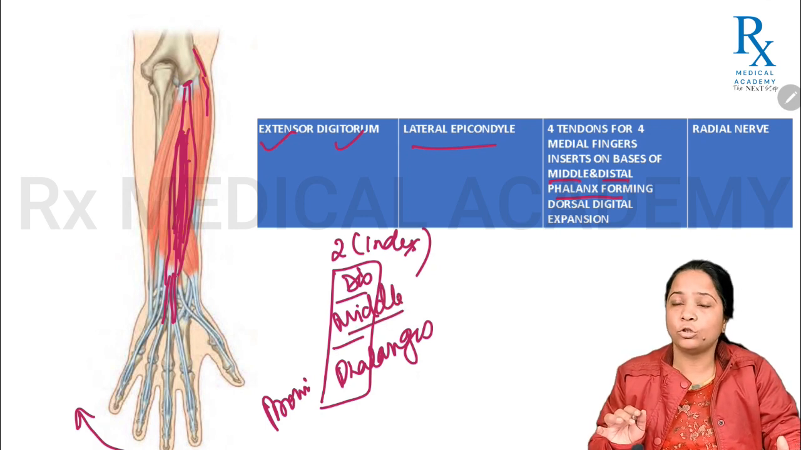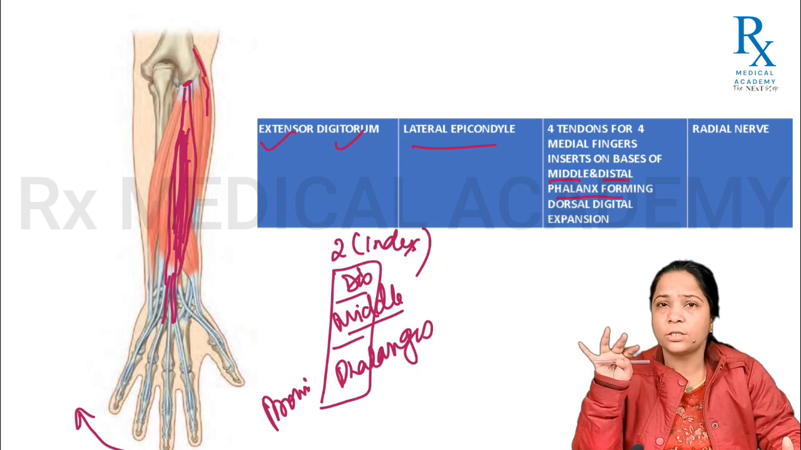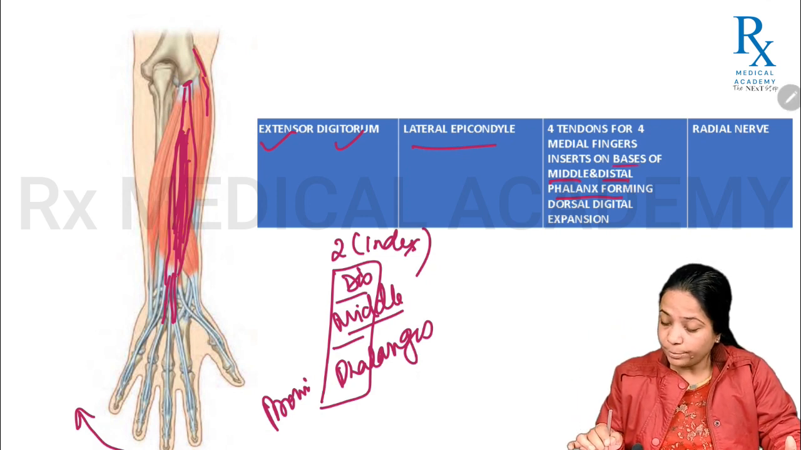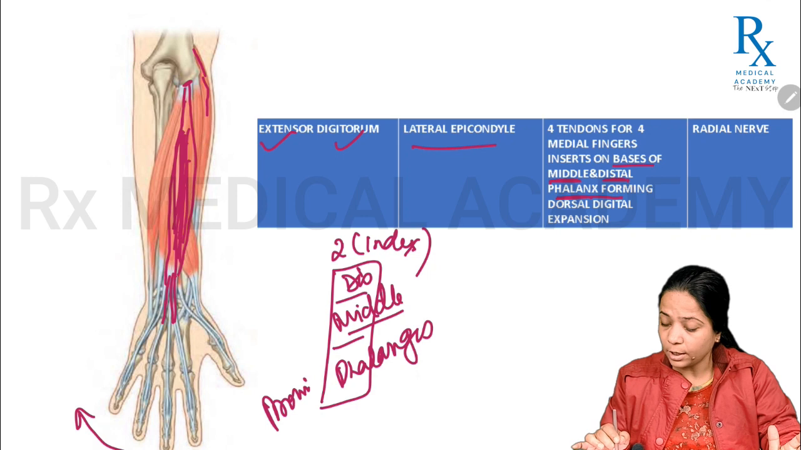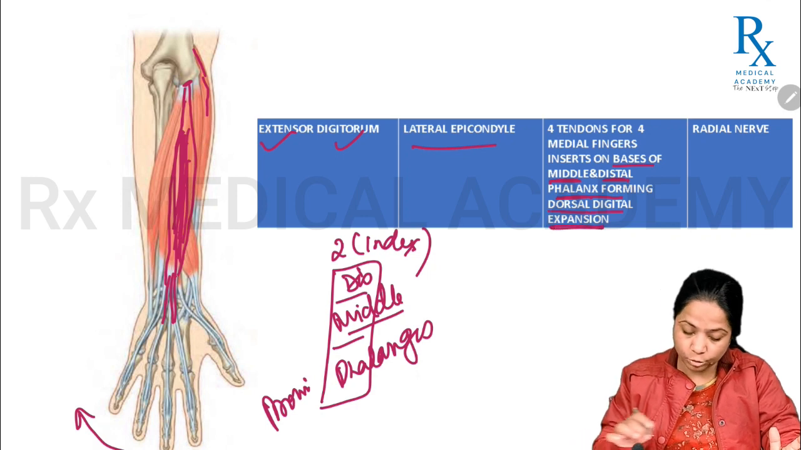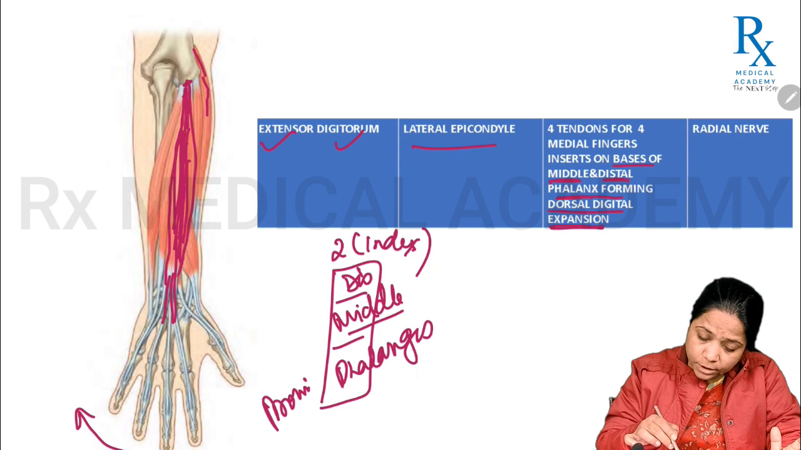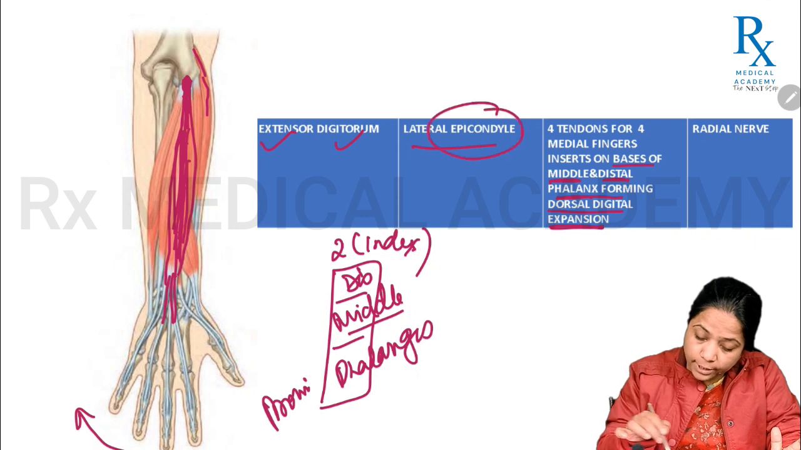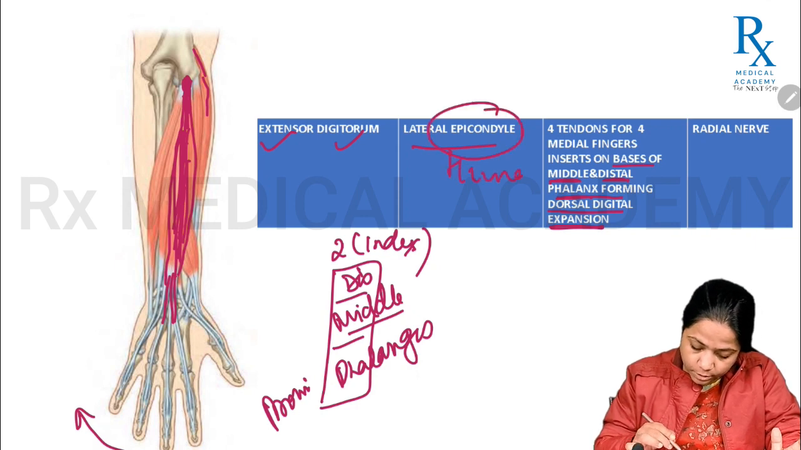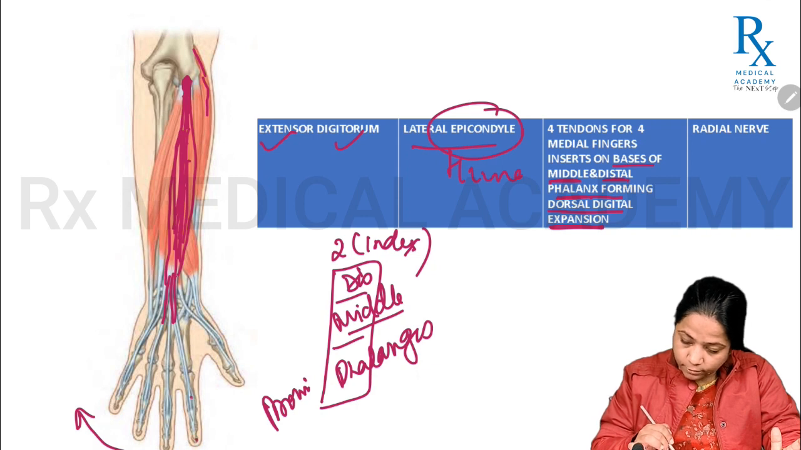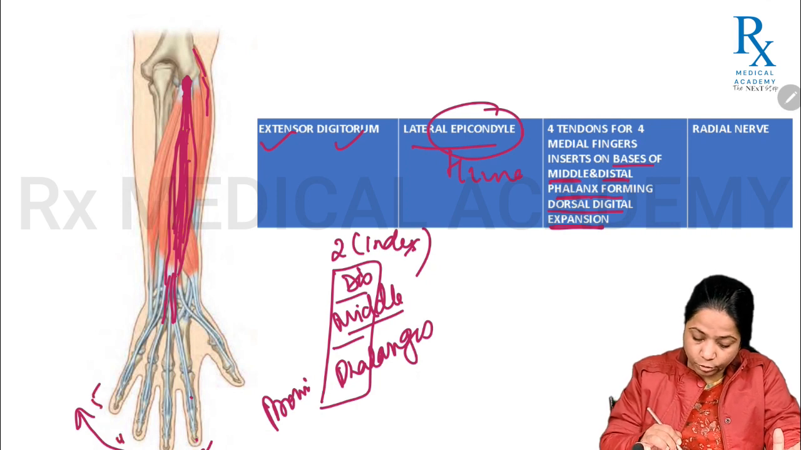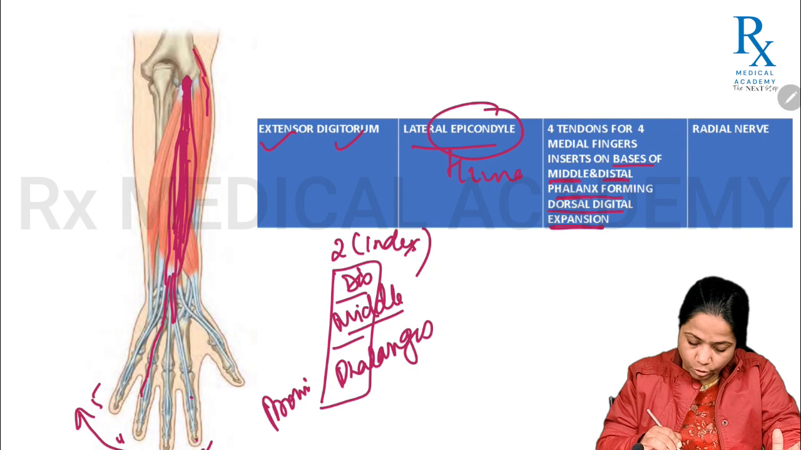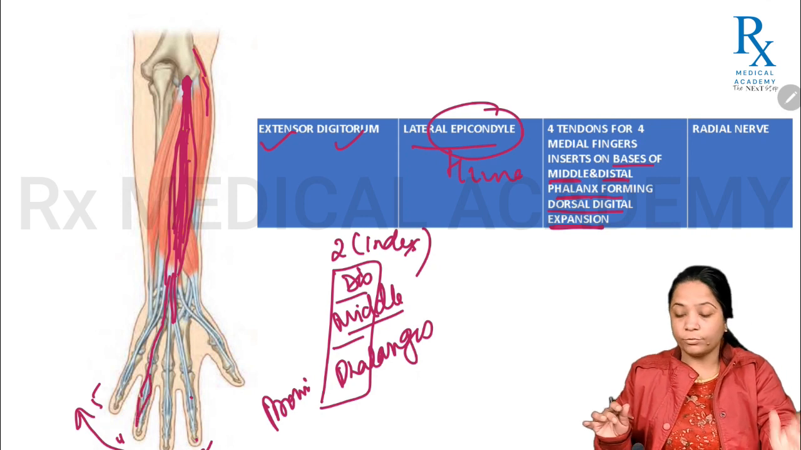So this extensor digitorum is divided into four tendons, and each tendon is going to insert onto the base of the middle and distal phalanx, and they form an expansion. This is known as the dorsal digital expansion. So in this diagram, you can see here the origin of the muscle, that is extensor digitorum. It is arising from the lateral epicondyle of the humerus, and it is going to insert onto the middle and the distal phalanx of the medial four digits, that is the second, third, fourth, and the fifth digit. So you can see here how the tendon is going to insert onto the middle as well as the distal phalanx of the medial four digits.